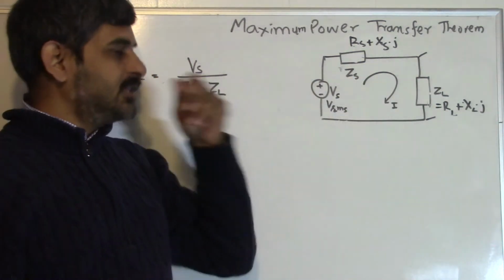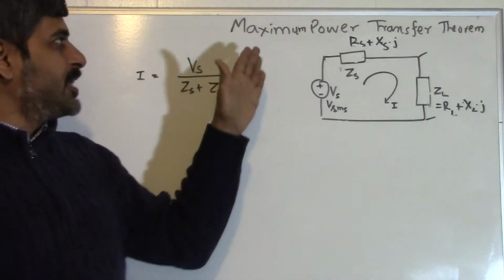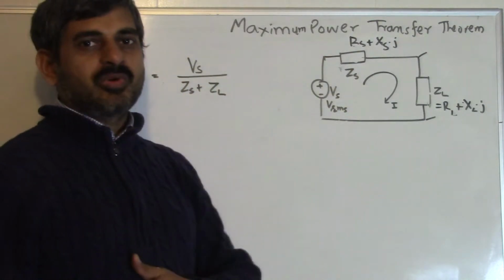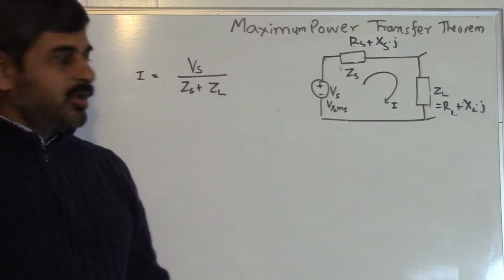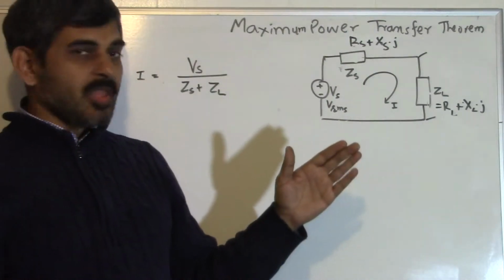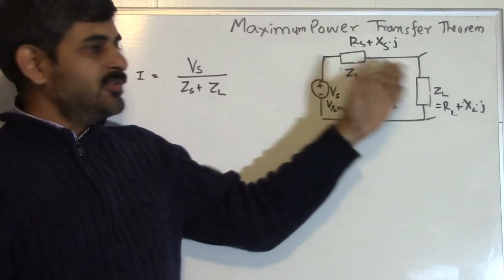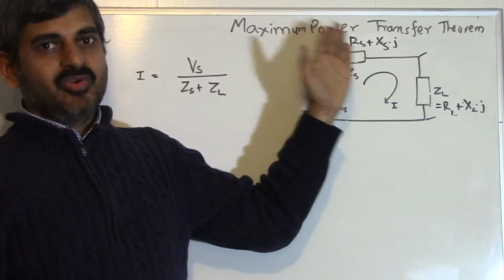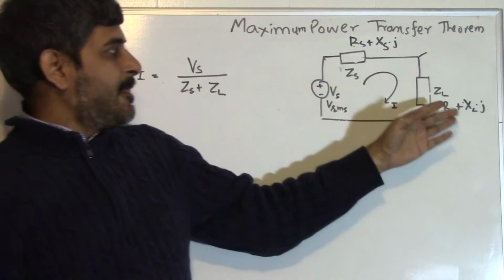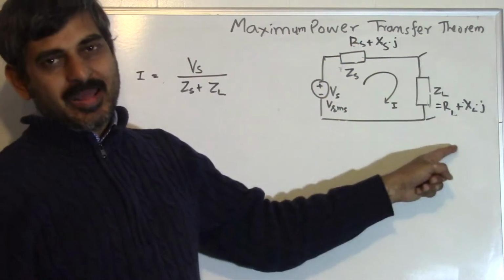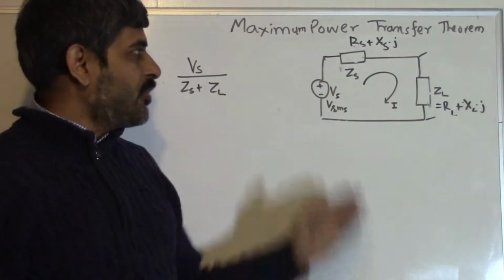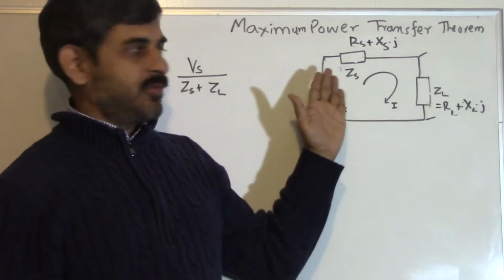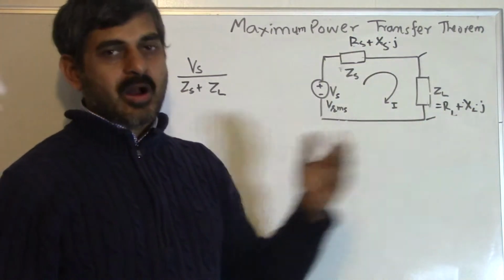If you do not know the basics of the maximum power theorem for a simple resistive network, you can check my video about it. I hope you understand that if these are purely resistances, then we know that if RL is equal to RS, the power delivered is maximum. We want to extend this theorem for these reactive components.